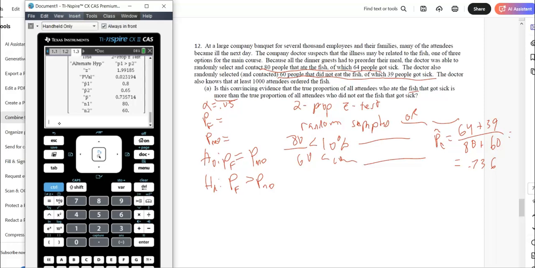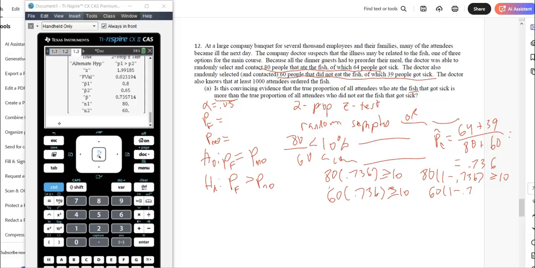So that's going to be n, which is 80, times 0.736, which should be greater than or equal to 10. 80 times 1 minus 0.736 should be greater than or equal to 10. And then 60 times 0.736 should be greater than or equal to 10. And 60 times 1 minus 0.736 should be greater than or equal to 10.